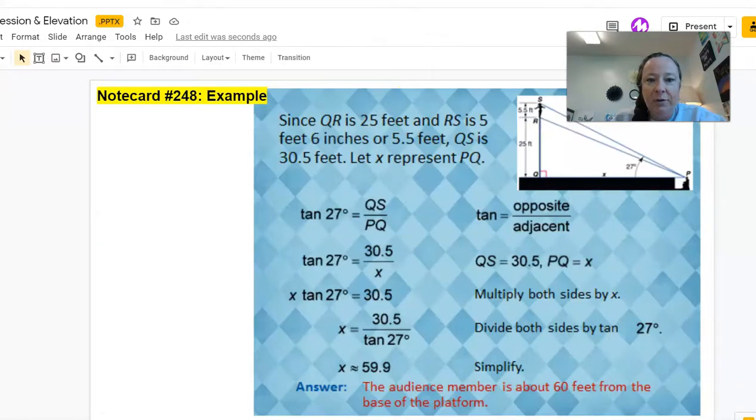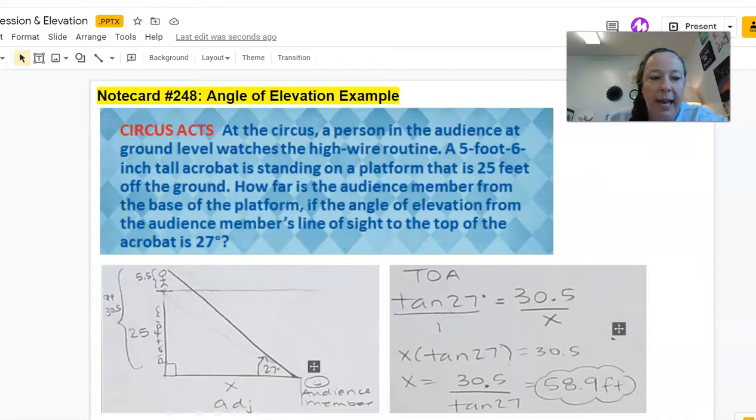Now here's just another way to think about it. This is just where I got this information from. So it has all the same things, but I just wanted you to see that. All right, so if you haven't yet, pause me and finish up note card 248.